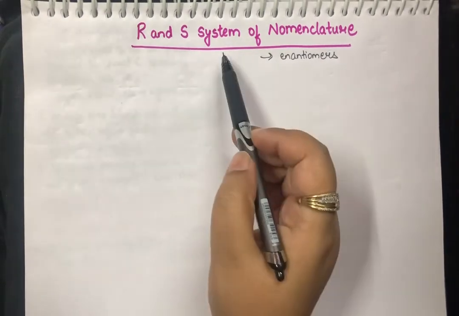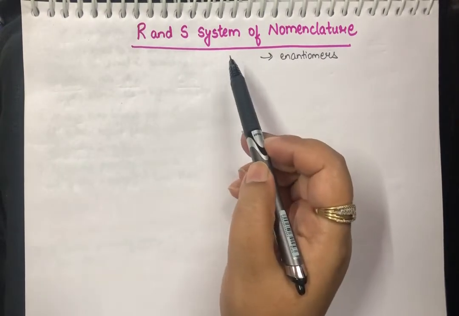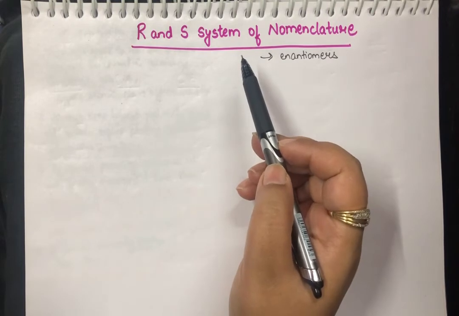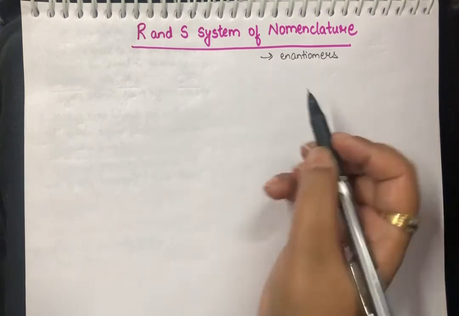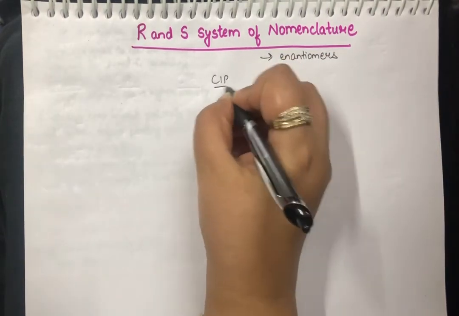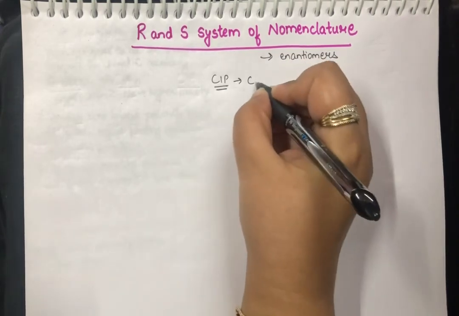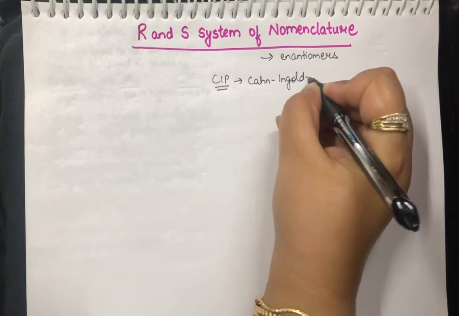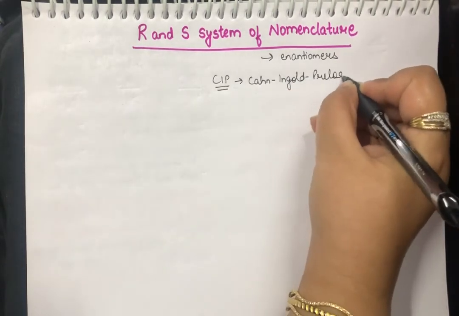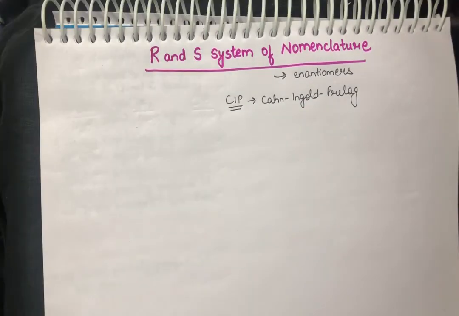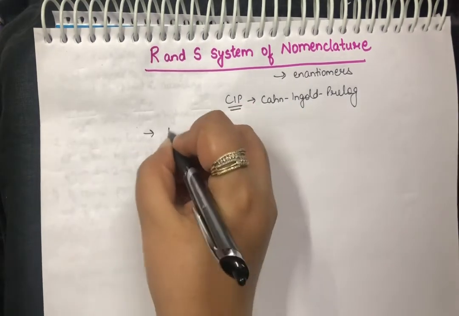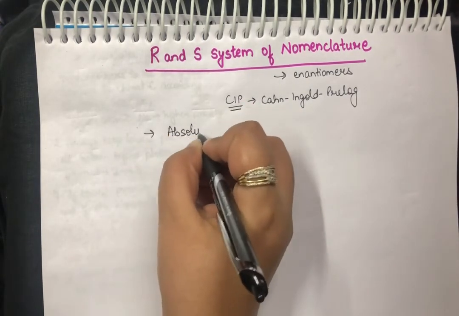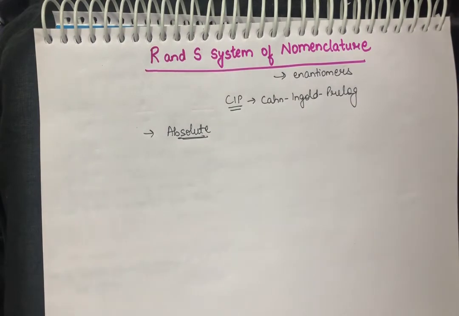Now with the R&S convention, we can label each chiral center of a compound as R or S according to the CIP rules. Now what are CIP rules? CIP stands for Cahn, Ingold, Prelog rules. This configuration is also called absolute configuration, since you do not require any reference compound for calculating the R and S value for the particular compound.